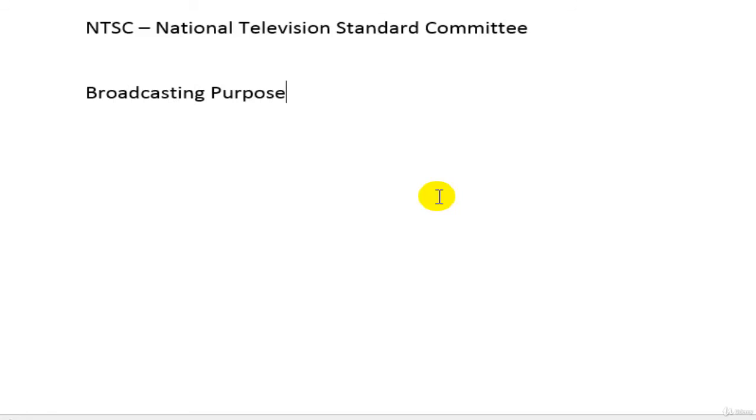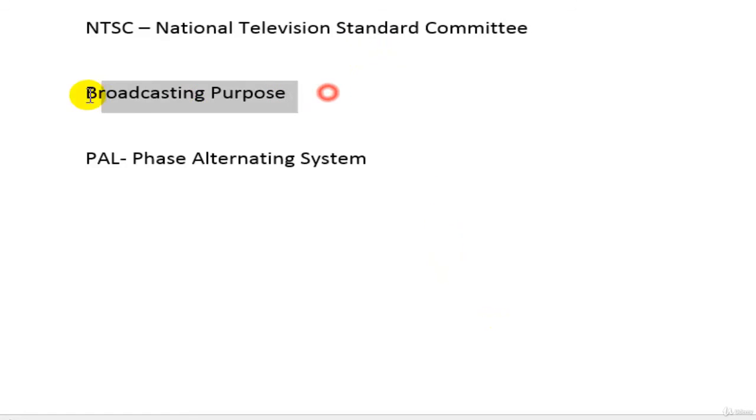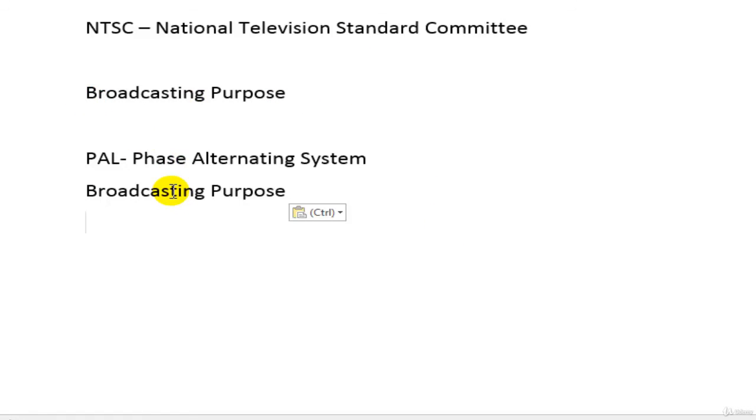purposes. There is one more format which is known as PAL. This stands for phase alternating line. This is again for broadcasting purposes, and it is used in Asian countries. So it again depends on what kind of video or for what purpose we would like to create the video. So I hope these both standard formats for broadcasting are clear to you.